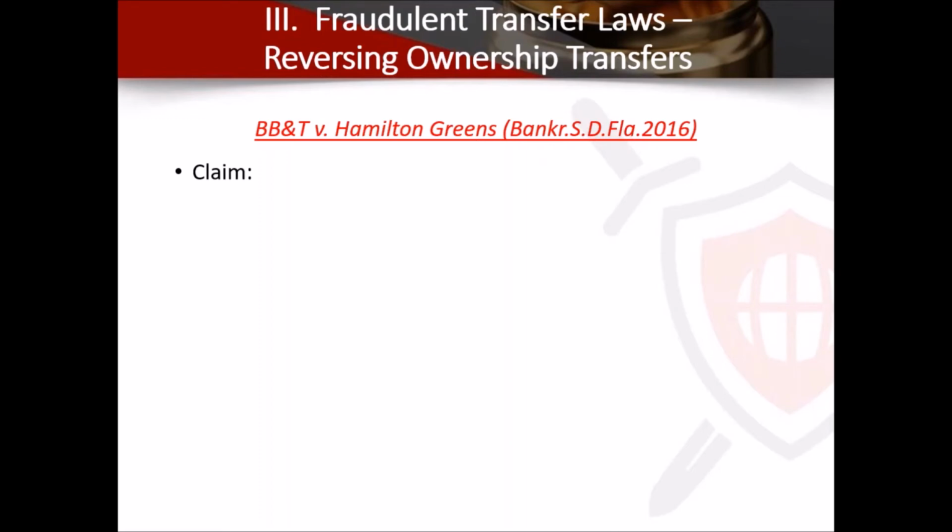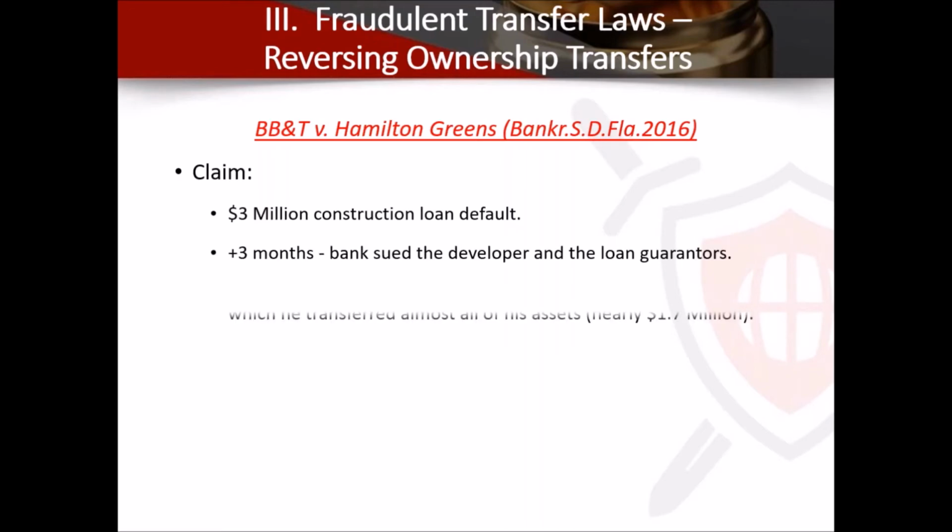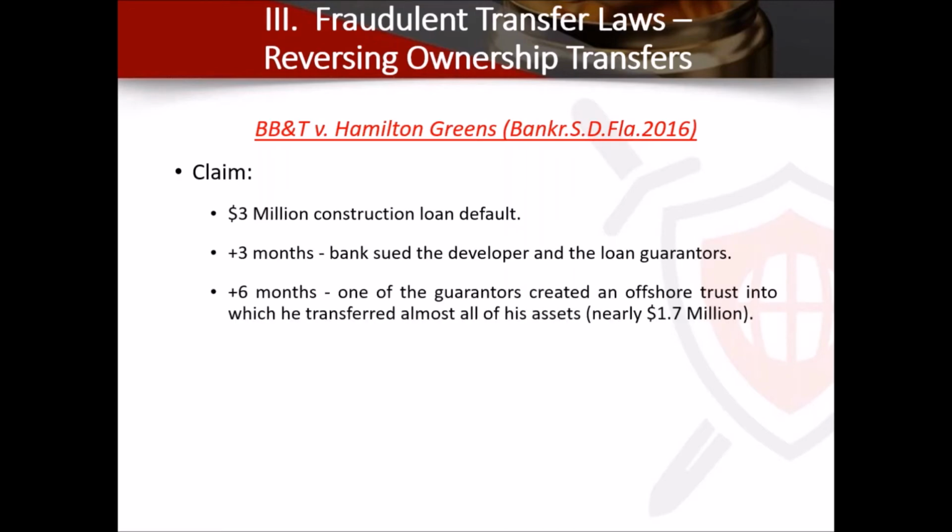Continue. Okay. So BB&T v. Hamilton Greens. This is a fraudulent transfer case, a very large and very complicated fraudulent transfer case. I'm pushing the buttons here, and one thing's coming up, I love it. So the background on this is you had a real estate developer who amalgamated several $1 million investments and made an investment in a large property.